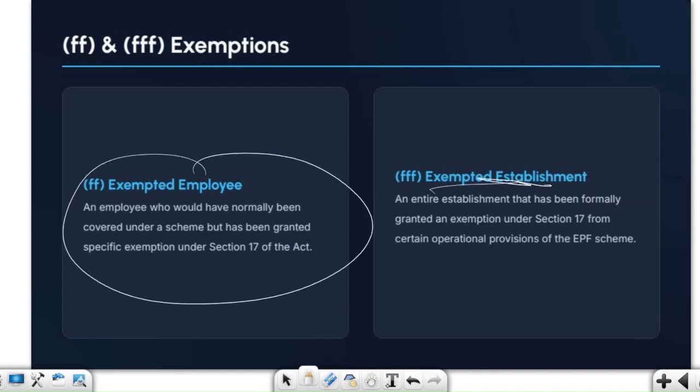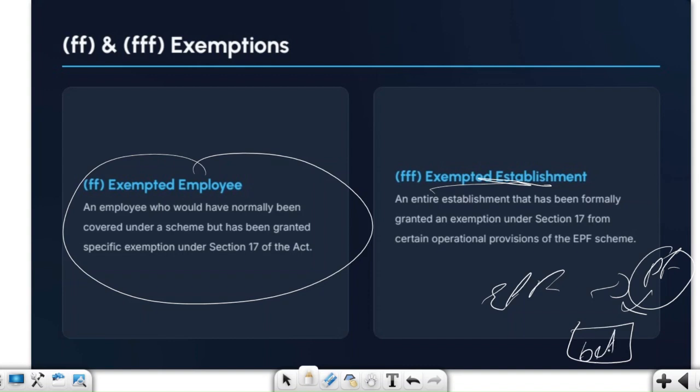Also, what is an exempted establishment? Any establishment that has been granted exemption under section 17 from certain provisions of this scheme is an establishment that has been exempted. Suppose company X is covered under this particular EPF. Now say it has its own provident fund arrangement that satisfies the required conditions. Many companies start their own provident funds so that they can better serve their employees. So here we are saying that this particular Act is not applicable to them.